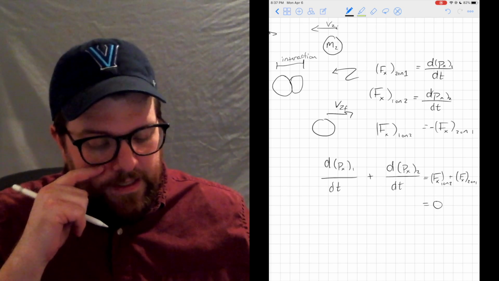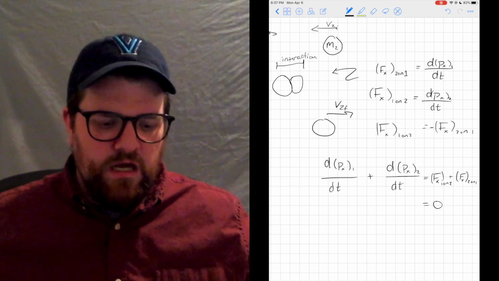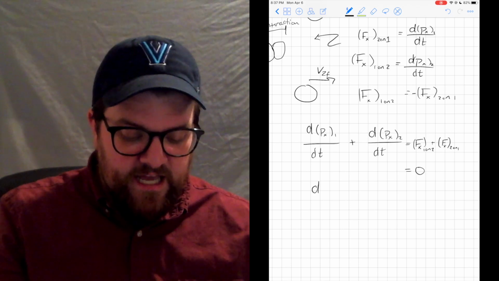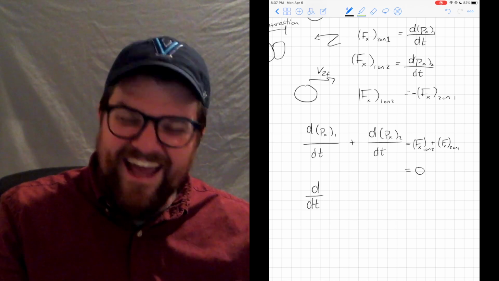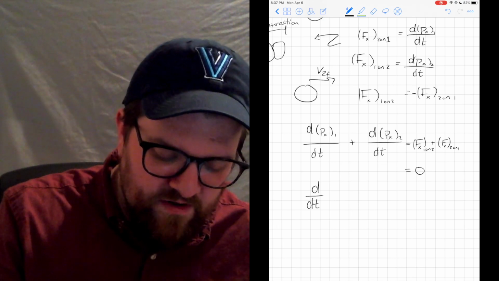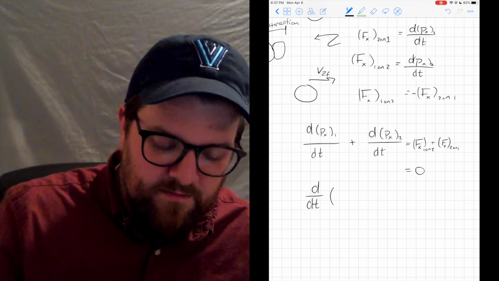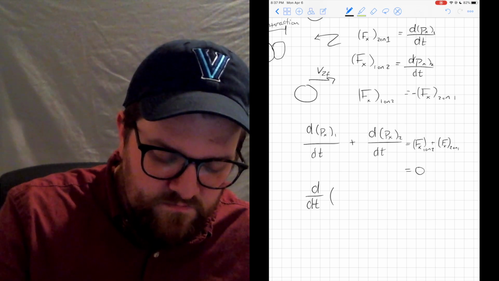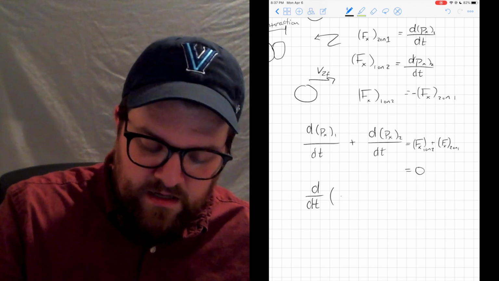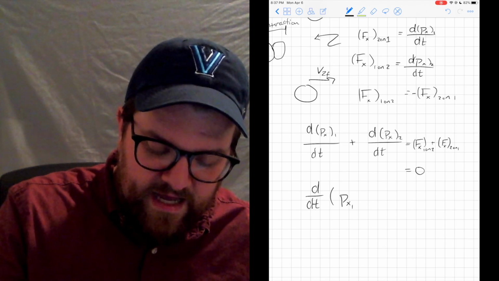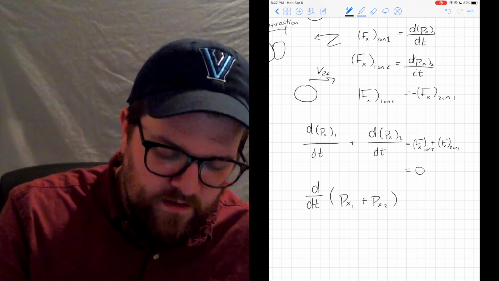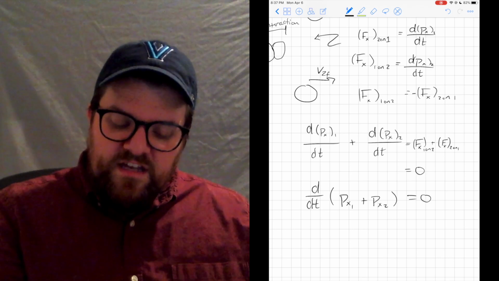Now I can do a little fancy derivative magic here, and I can say d dt. I can factor out the derivative operator, and think about this really as an operator. d dt works on px1 plus px2. Let's just call it that. And that whole thing needs to be equal to 0.